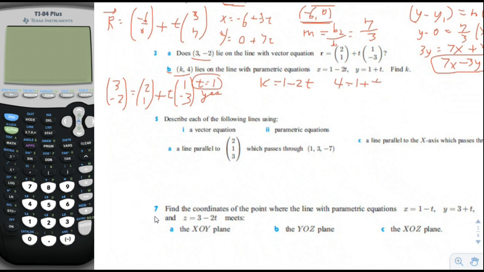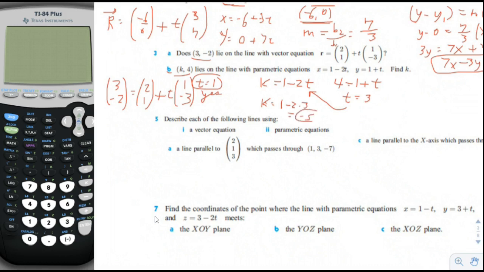And then, from this equation here, we already know that t equals 3, right? And so then we put this back in here, and we say k equals 1 minus 2 times 3, which is equal to 1 minus 6, which is k equals negative 5. Okay, so k equals negative 5.